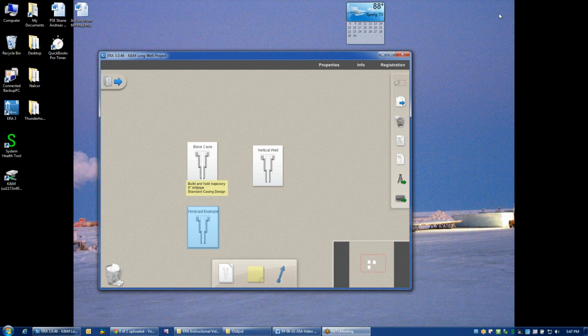What we're going to look at now is how we would go about calibrating the ROP model in ERA. And what I mean by that is, in the hindcasting process, how could we go about figuring out what the efficiency factor is and what the bit aggressivity factor is for a given operation. In this particular example, I've got some hindcasted data that I've uploaded.